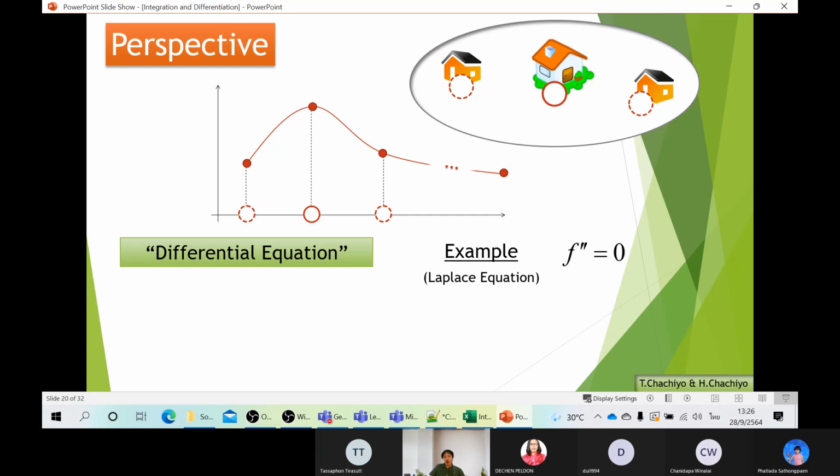Okay, so we are going to move forward to something that we call differential equation. You've seen this all the time in physics class. Let me give you an example. What we have here is a Laplace equation. You've seen this in, I don't know, maybe you know that.